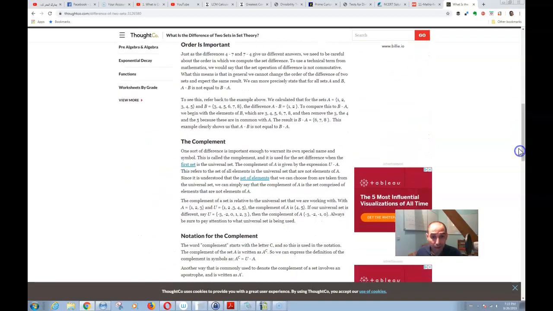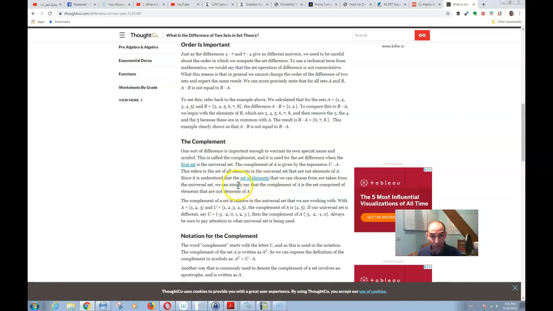So that is that, and we have the complement. The complement is something that you also need to be familiar with, and that is one sort of difference that is important enough to warrant its own special name and symbol. This is called the complement. It's used for the set difference when the first set is the universal set. So the complement of A is given by the expression U minus A, and this refers to the set of all elements in the universal set that are not elements of A, since it's understood that the set of elements that we can choose from are taken from the universal set.